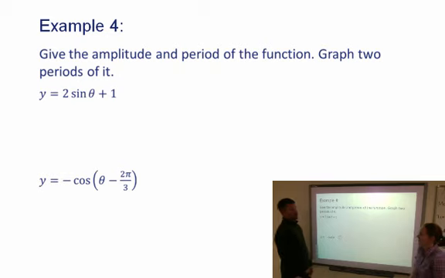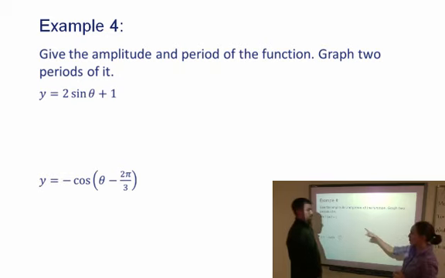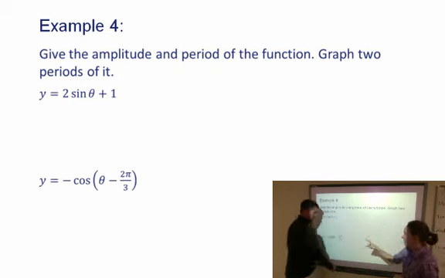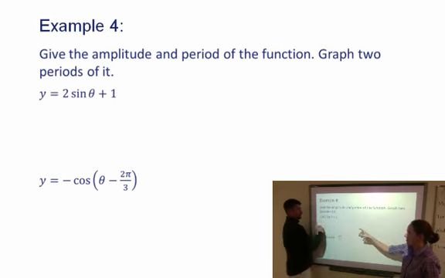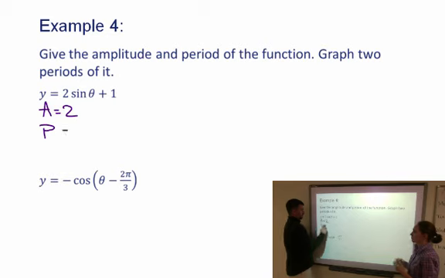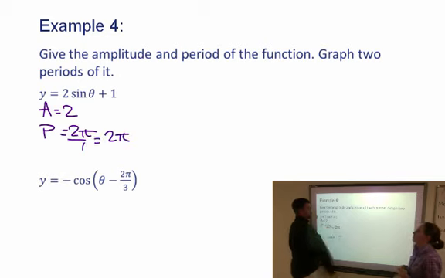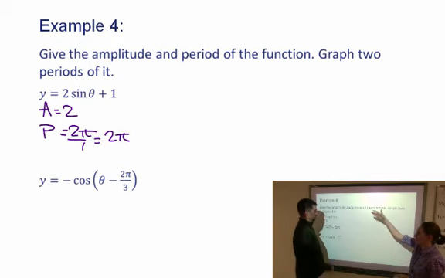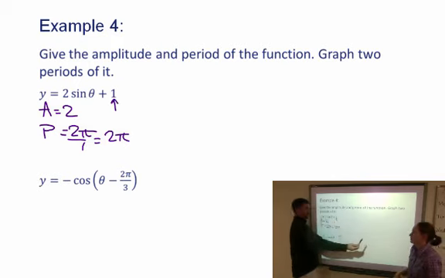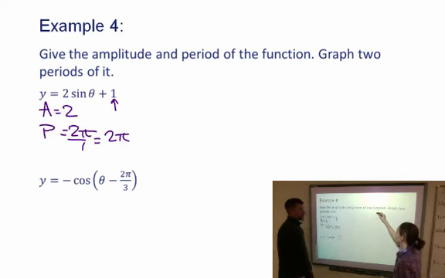Next, 2 sine theta plus 1. Now, keep in mind there's no parentheses here, so that plus 1 is like a D in our original equation. So our amplitude is 2, our period is 2 pi over 1, which is 2 pi. This is going to do the exact same thing as always, except we're shifting everything up 1.